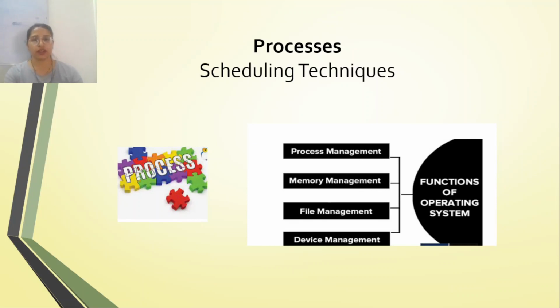So if we are talking about process management, how actually is the system going to work? What are the criteria that need to be taken care of by the operating system when it is going to manage multiple processes in a system?